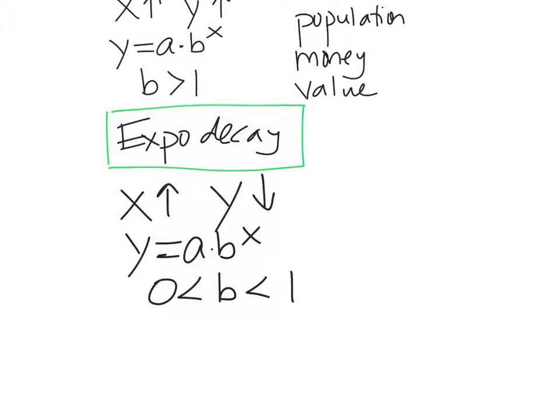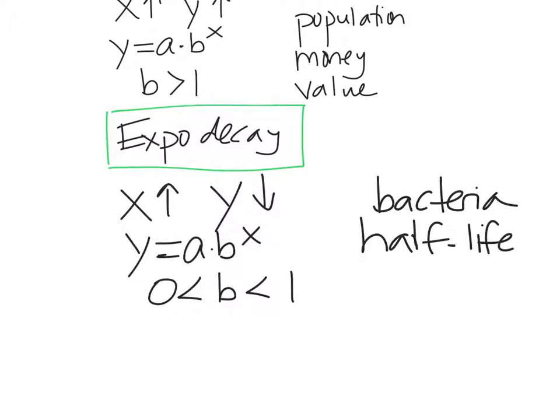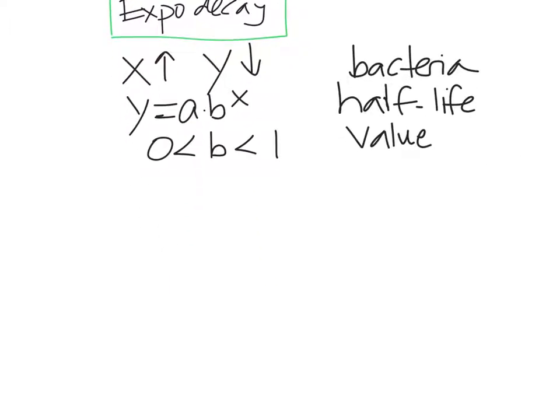We're going to use this to talk about things like bacteria, or if you've already had chemistry, half-life. Have you had half-life yet? No? Or maybe like the value of something. Like, I heard that the worst purchase you can make is a brand new car. That's what I heard. You buy a brand new car, you drive it off the lot, and it depreciates in value as soon as you drive it off the lot. No. Okay. All right, so here we go.